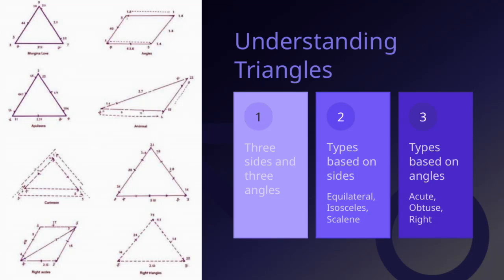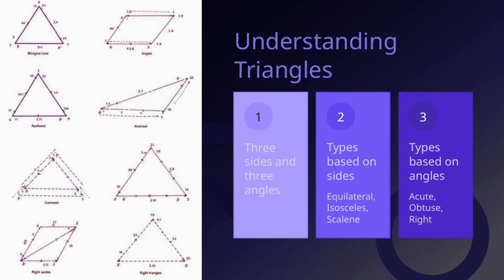First, based on angles, we have three main types: acute, obtuse, and right triangles. An acute triangle has all angles less than 90 degrees. An obtuse triangle has one angle greater than 90 degrees, and a right triangle features exactly one 90-degree angle. Recognizing these types helps us understand the properties and behaviors of triangles in various situations.